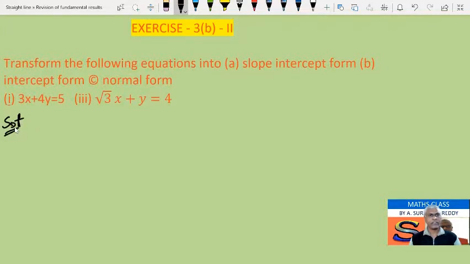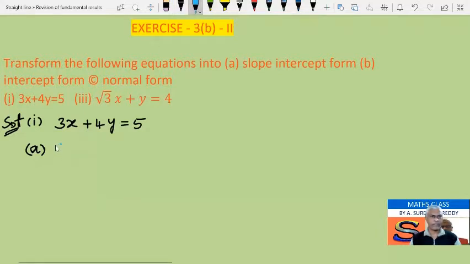We have to transform the given equations into three forms. Now let us take up the first equation. The given equation is 3x + 4y = 5. So the first form, slope intercept form.